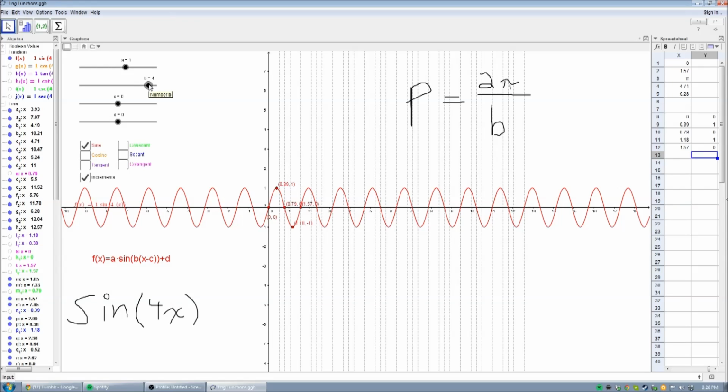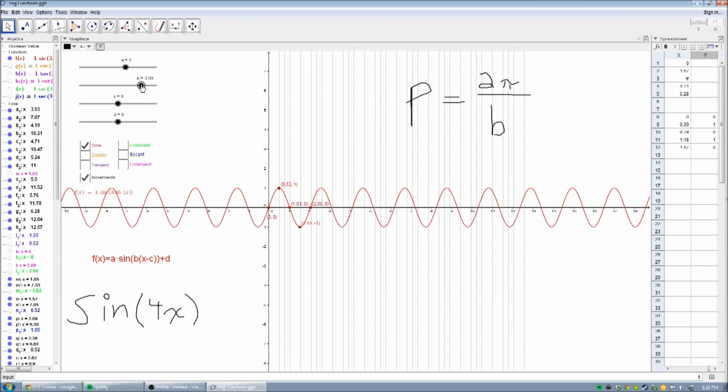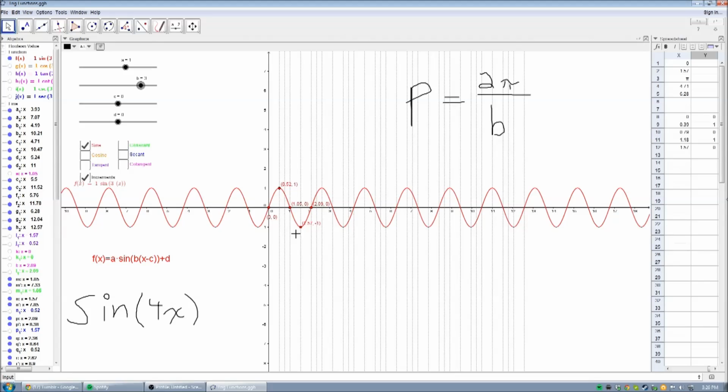So if I made my b variable 3, then the period, if I take 2 pi over 3, well, that's just 2 pi over 3. What am I thinking? I'm thinking 3 pi over 2, which is out here, but it is 2 pi over 3. That is that period.